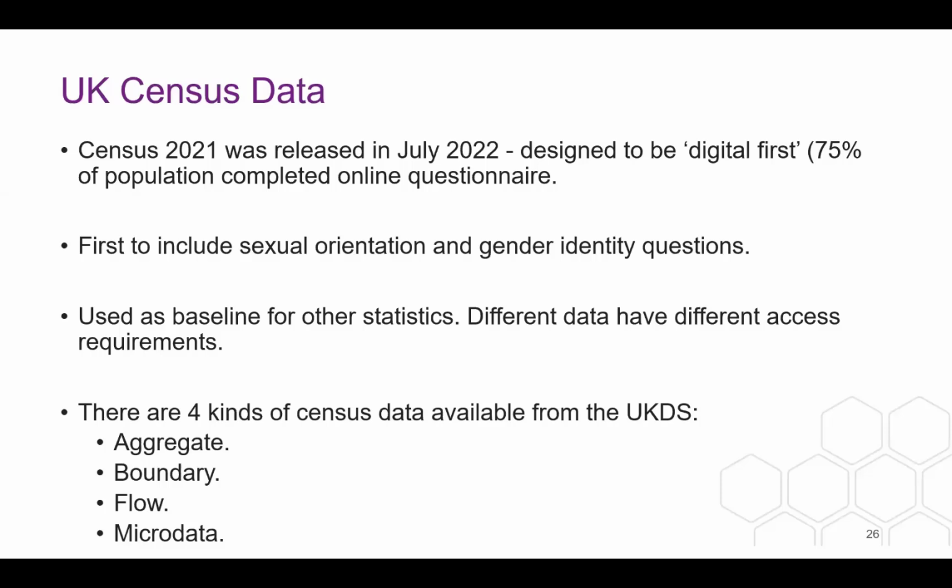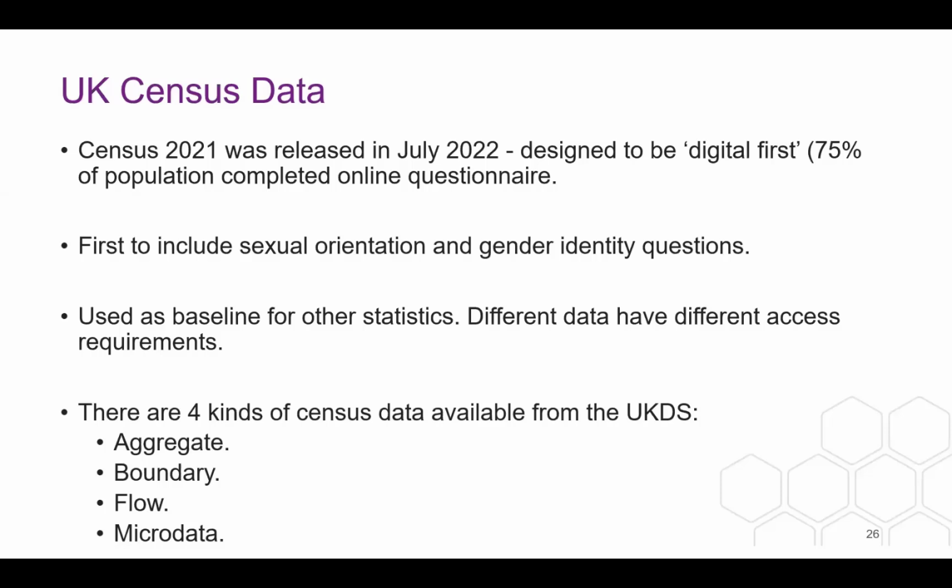The most notable feature of the 2021 census operations is that they have been designed from the outset to be digital first, with around 75% of the population expected to complete the questionnaire online. Additionally, the 2021 census is the first to include questions on sexual orientation and gender identity, and respondents answered on an entirely voluntary basis.